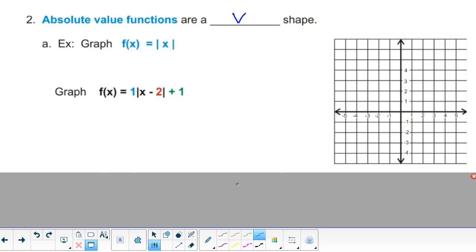All right, so let me remind you of the format. I'm not going to do this one here for time's sake, but let me remind you of the format. F of x or y equals m, the slope, times x minus h.